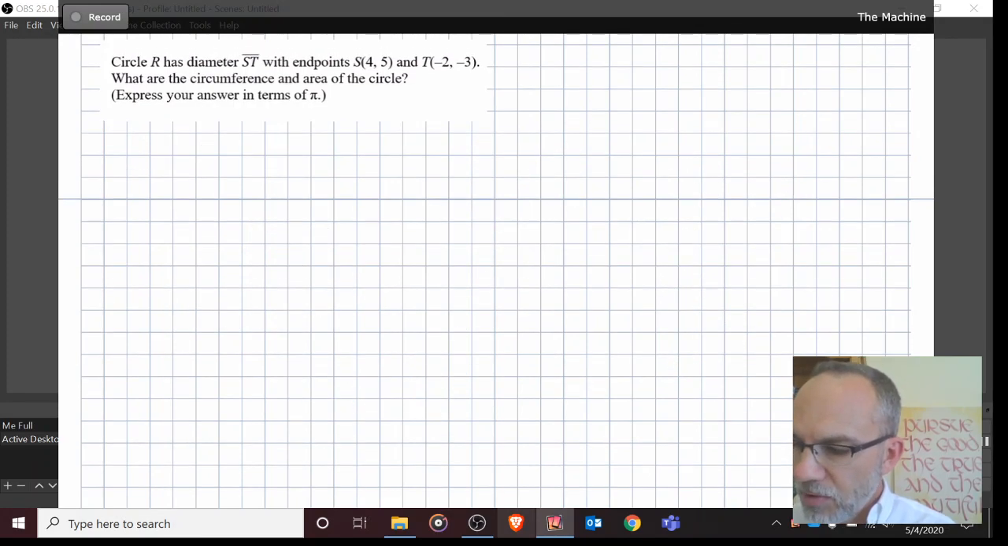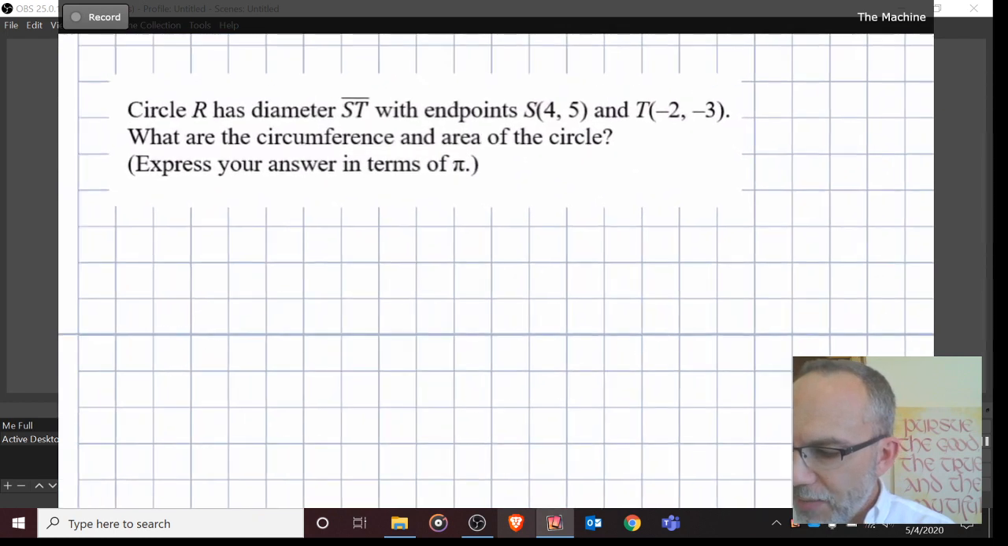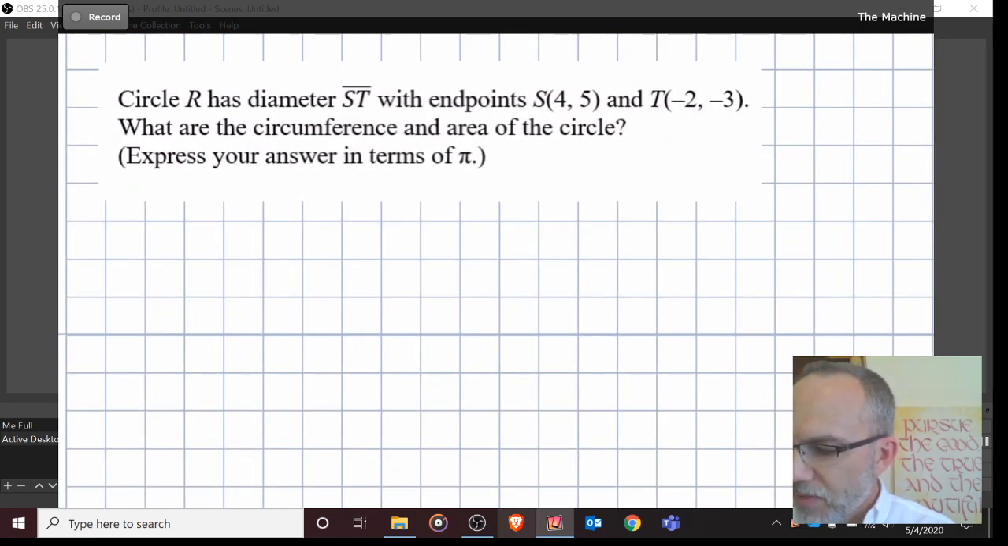Alright, so circle R has a diameter ST with endpoints of S at that location and T at that location. What's the circumference and the area of the circle? Express your answer in terms of pi.